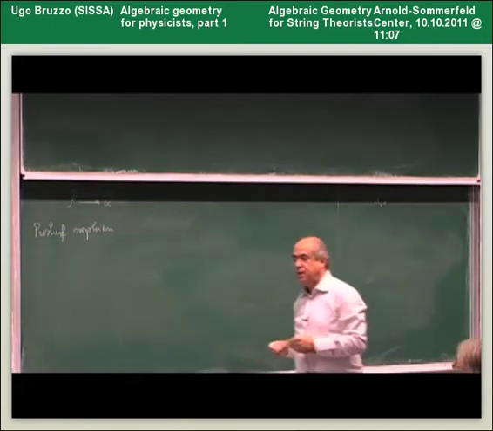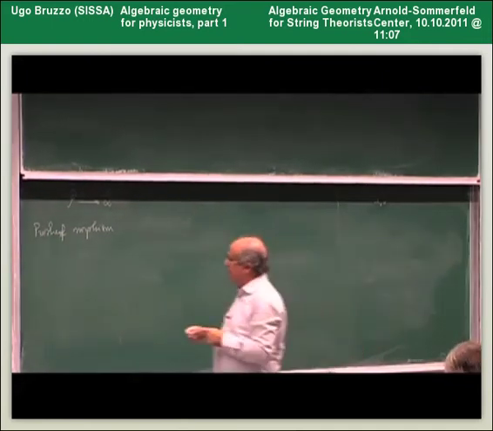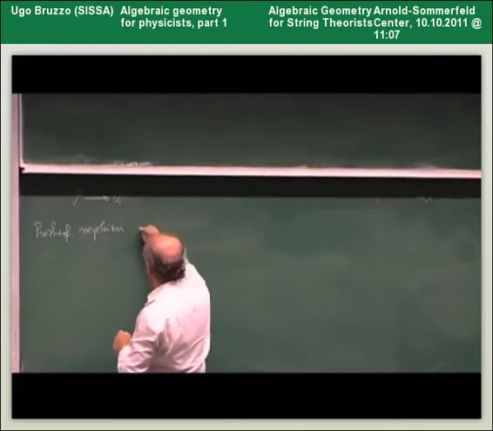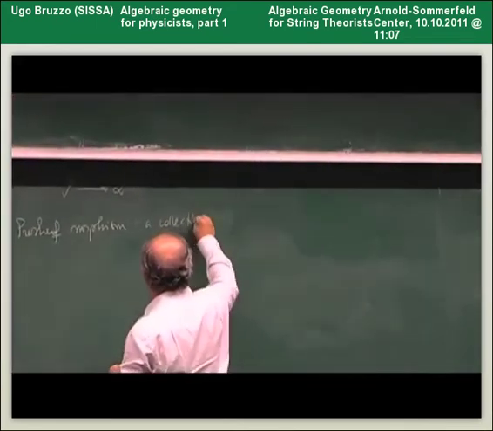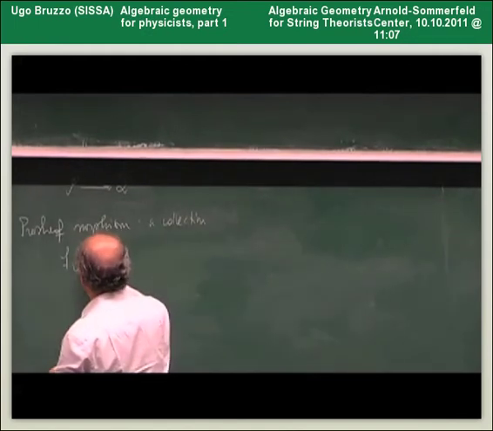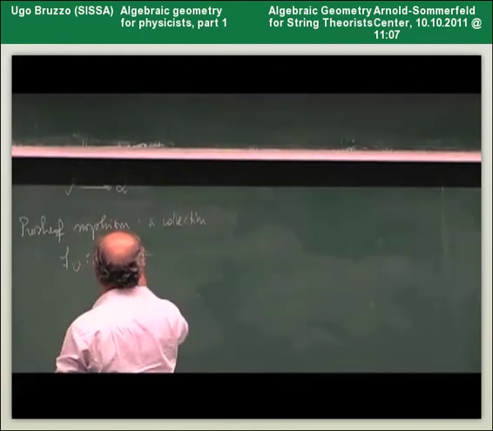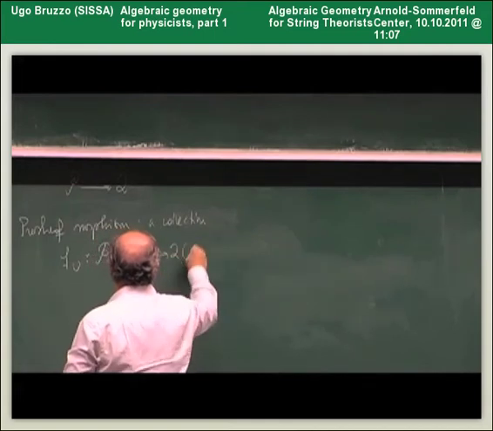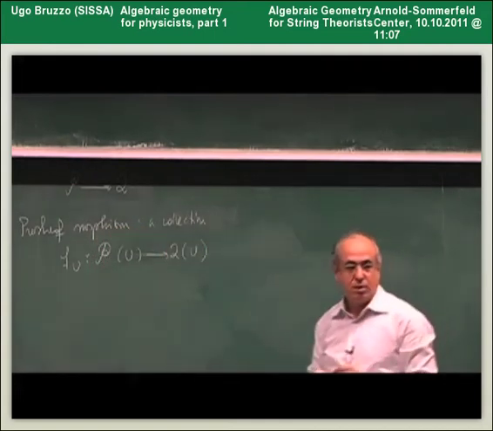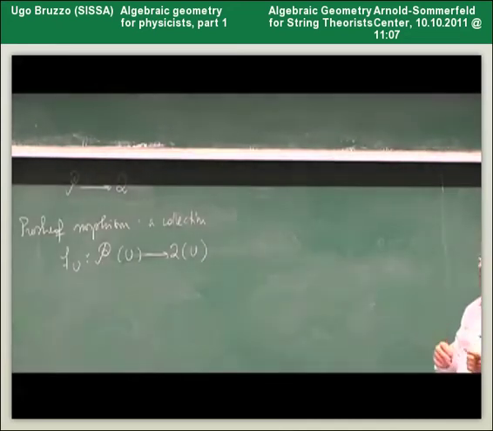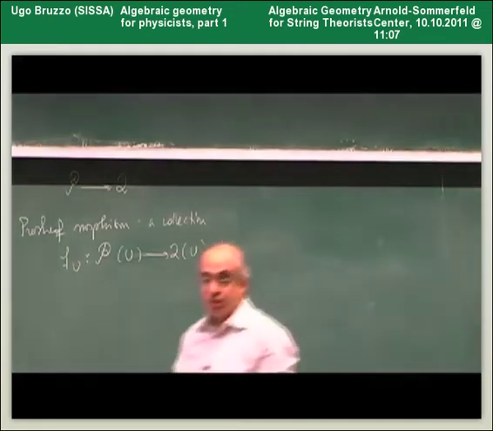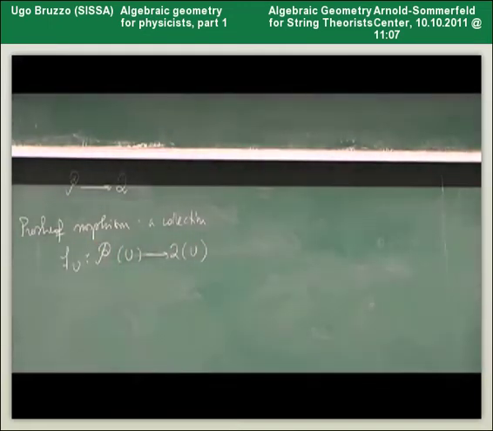A pre-sheaf morphism from P to Q, where P and Q are two pre-sheaves on the same topological space, is simply a collection of morphisms between the corresponding groups. For every U, we have two groups, P(U) and Q(U), so we want a morphism between the two. Of course, we don't want this to be independent of the pre-sheaf structure.